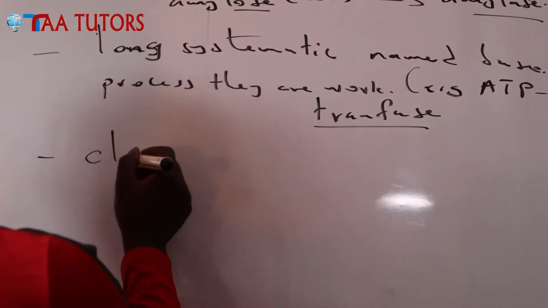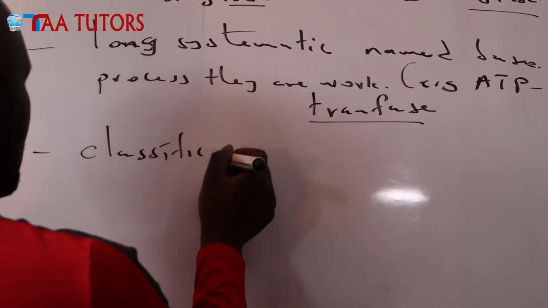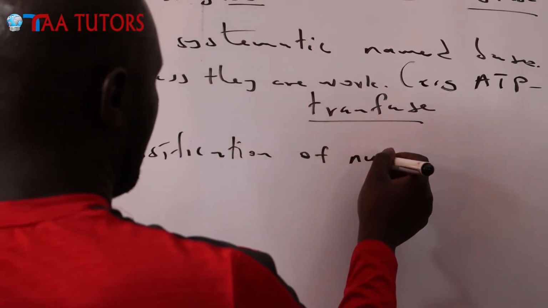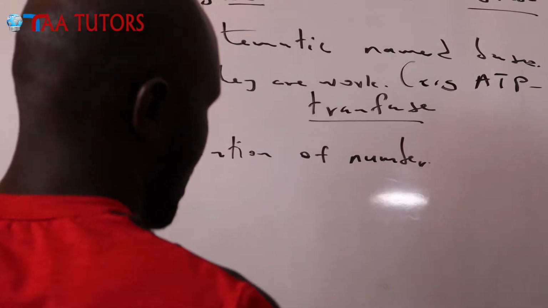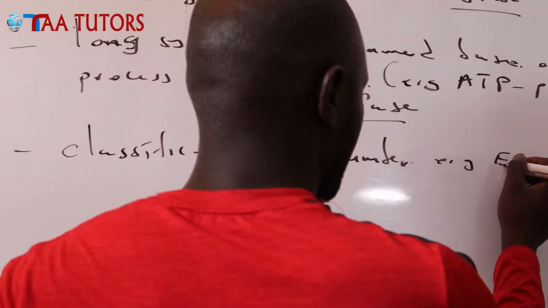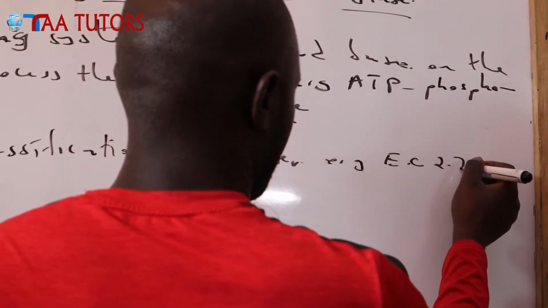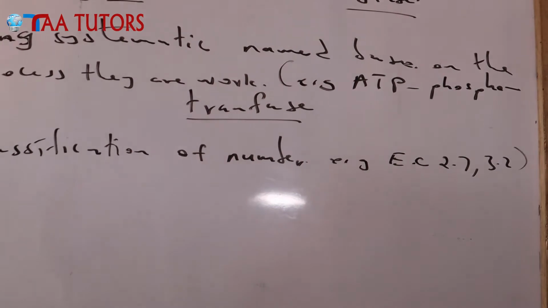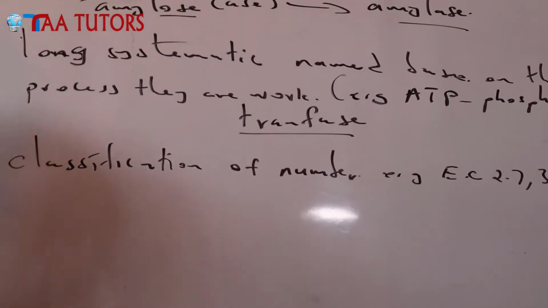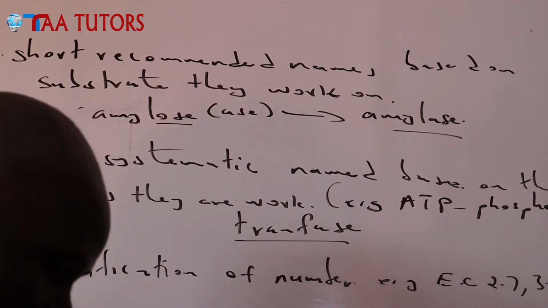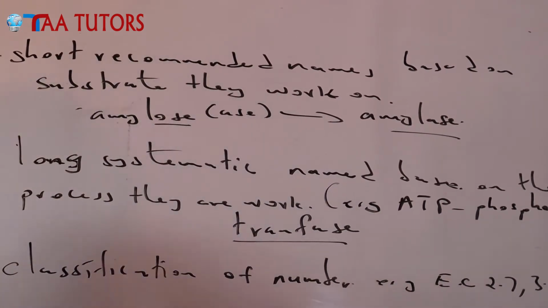So we can talk about classification by numbers, so that we just number them up. Like we can be talking about, an example is EC 2.7 or 3.2. So these are examples of ways by which we can be giving the enzymes their name that we'll be talking about, and we'll be referring to them in that particular manner.